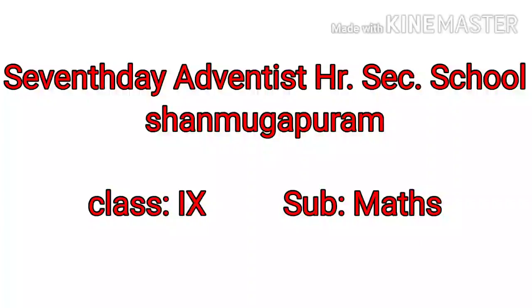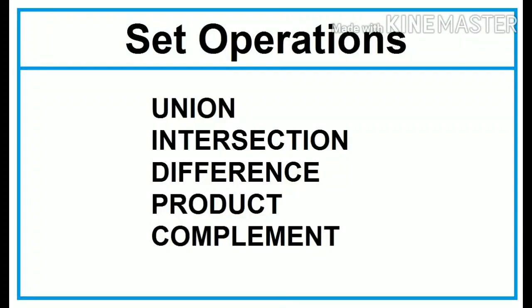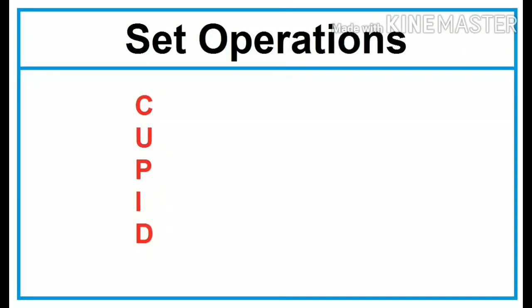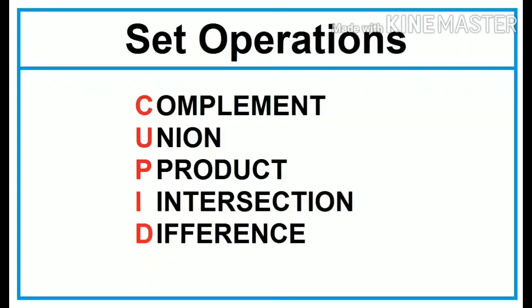In general we have 4 operations in maths. What are they? Yes, addition, subtraction, multiplication and division. But in sets we have 5 operations: union, intersection, difference, product and complement. But in our textbook we have only 4 operations. The fifth one, product, you will learn in 10th standard.